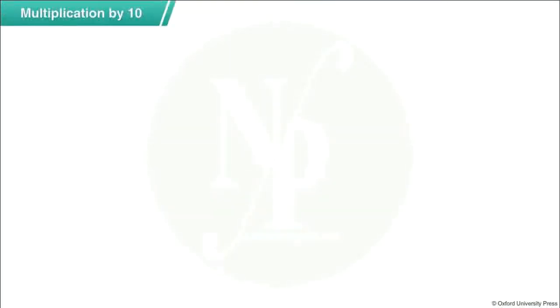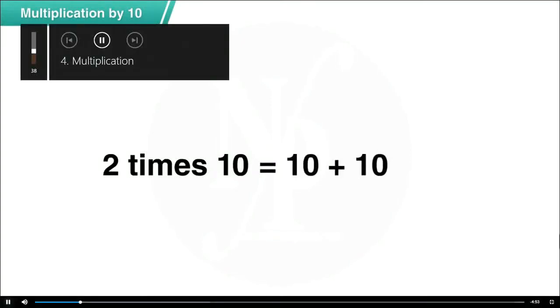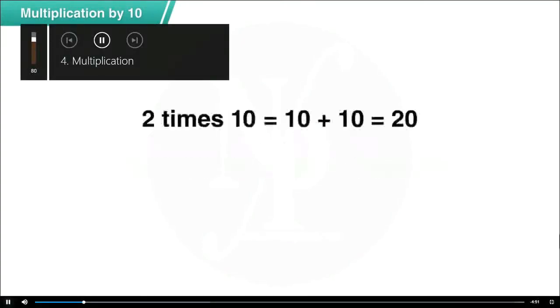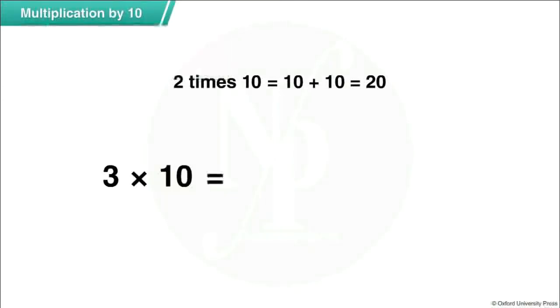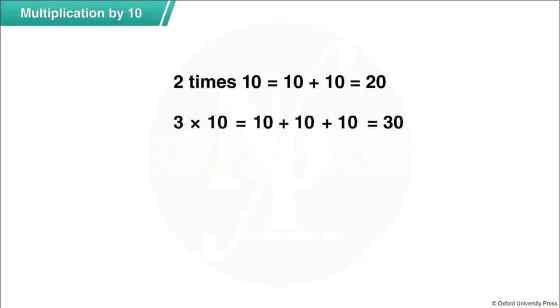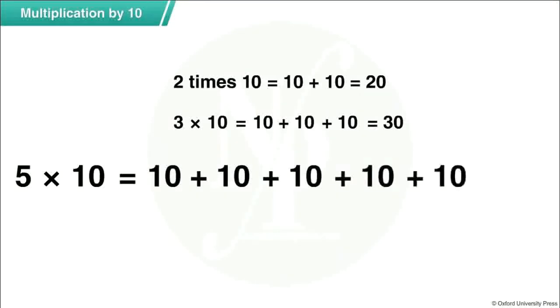Multiplication by 10. Multiplication is repeated addition. So 2 times 10 is equal to the sum of 2 tens or 20. Similarly, 3 times 10 is equal to the sum of 3 tens or 30. 5 times 10 is equal to the sum of 5 tens or 50.